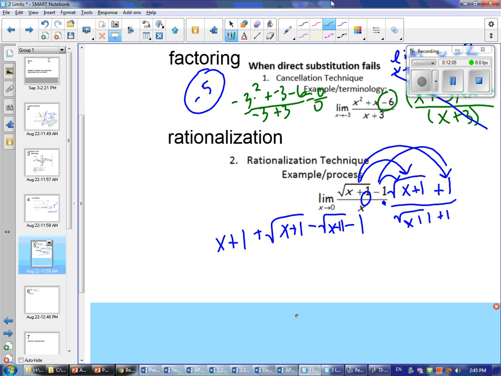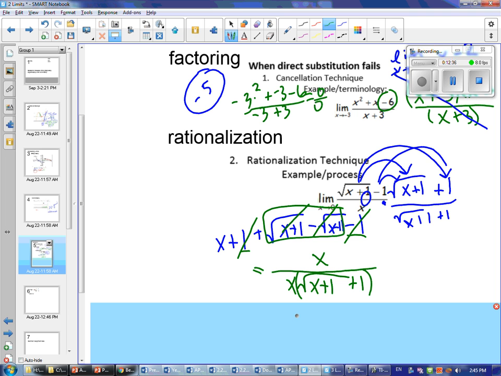And because all you did was change the sign, what's going to happen is those middle terms will cancel out. And then I have plus 1 minus 1 also cancels out. So the numerator is now equivalent to x. And then our denominator is x times the square root of x plus 1 plus 1. So this green function is equivalent to that original black function.